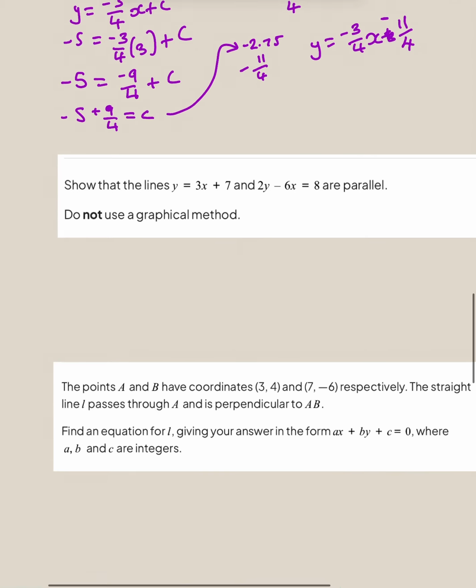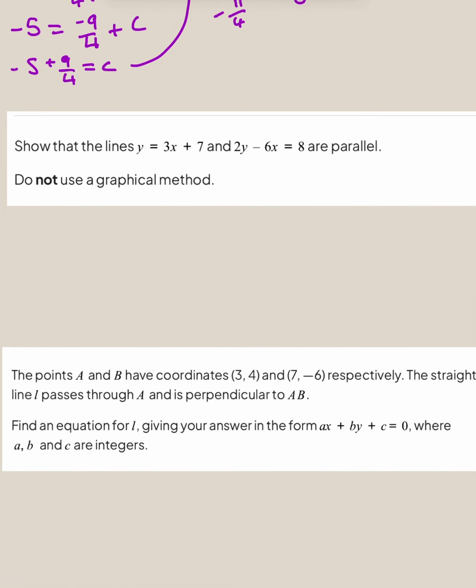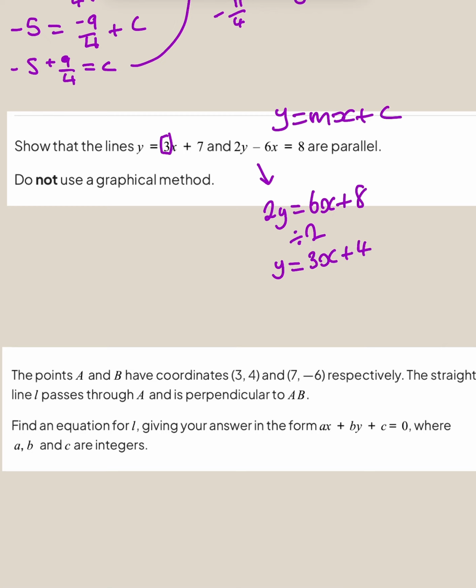Right, the next question, it wants us to show that these lines are parallel to each other. So at the moment, the gradient of the first one is 3. So the second one, I'm just going to rearrange it. So I'm going to have 2y equals, if I add 6x to both sides, 6x plus 8. Then I need to divide everything by 2 because I want to write it in the form y equals mx plus c. So that's going to leave me with 3x plus 4. So that means that the gradient is 3. So the gradient has to be the same when they're parallel.